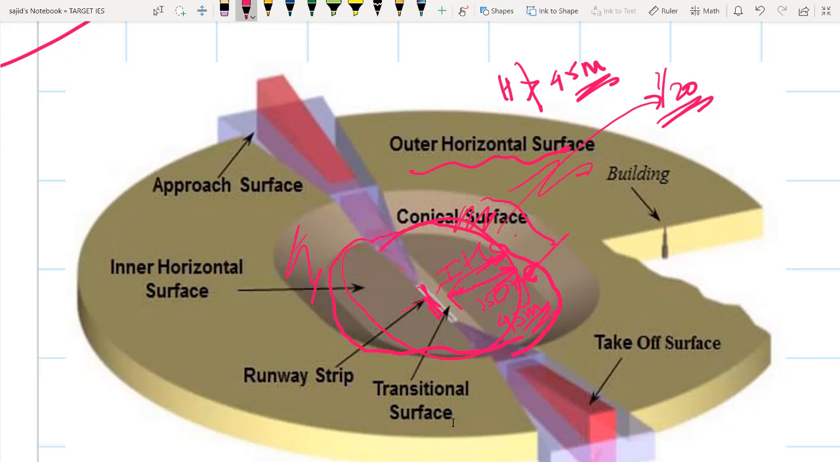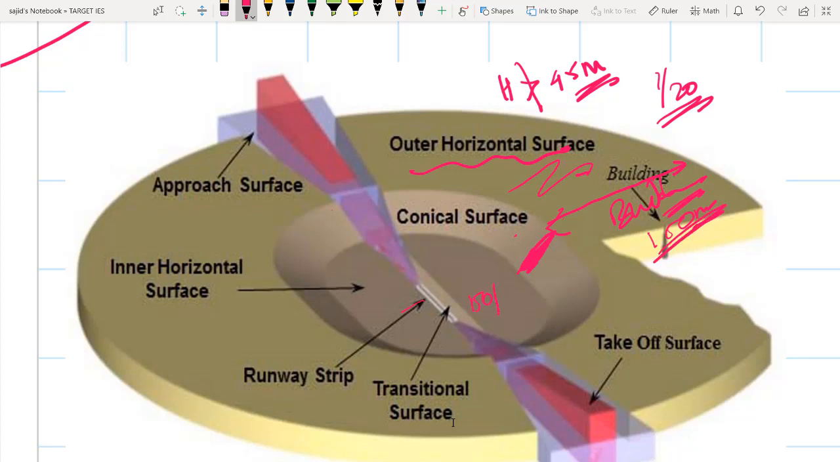Okay, so along the inner horizontal surface again we will be having this conical surface. The conical surface will be extending towards the outer horizontal surface, with a slope of 1/20, and finally we'll be having the outer horizontal surface. Here you can construct buildings, okay. In this zone you can construct buildings but we have a limit. The highest building can only be 150 meters. Understood?